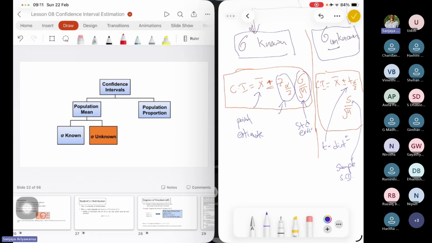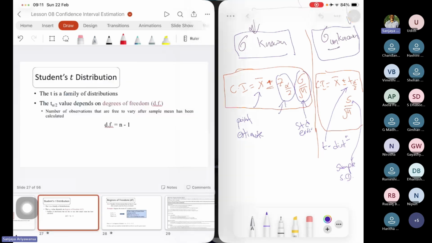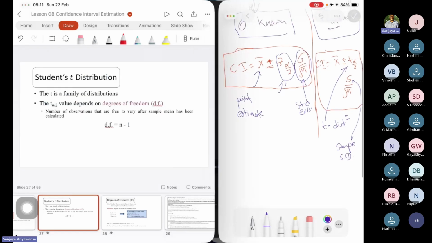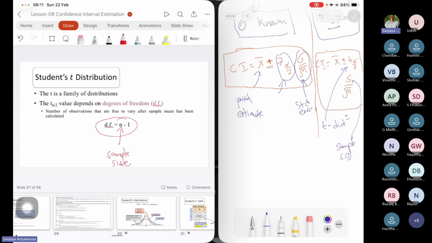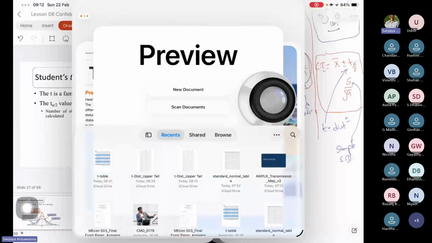Here, the difference when you're using the t distribution is you're introducing something called the degrees of freedom, and that is key. The degrees of freedom is basically your sample size minus one in this particular case. We looked at all of this last time as well, and in terms of the two distribution tables, how they would look.